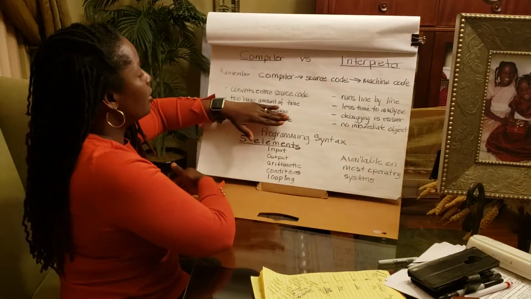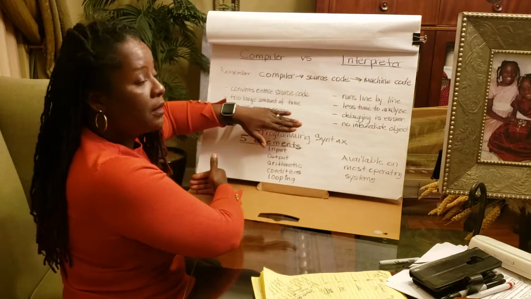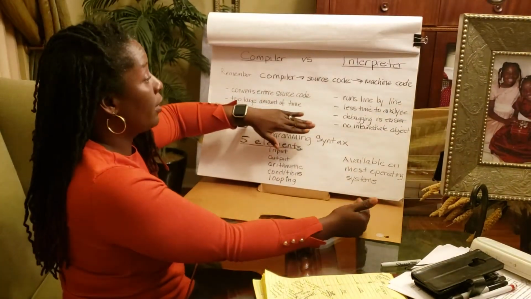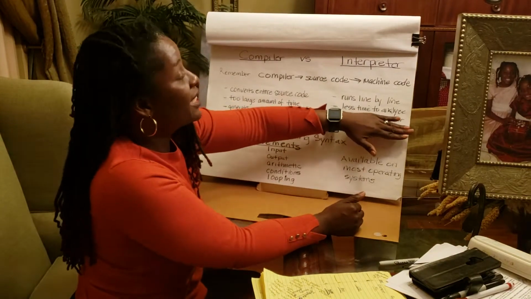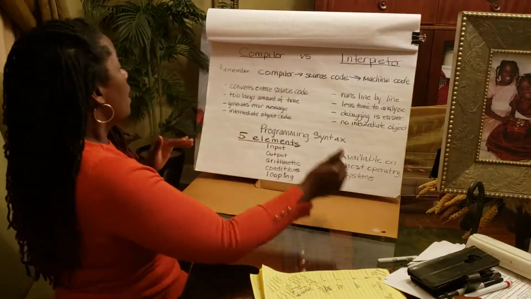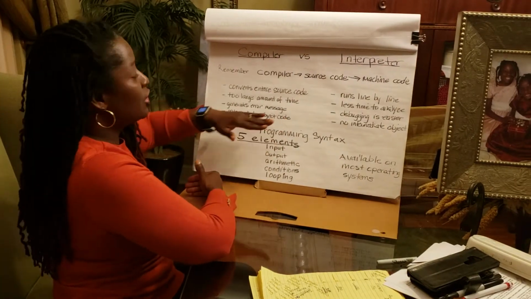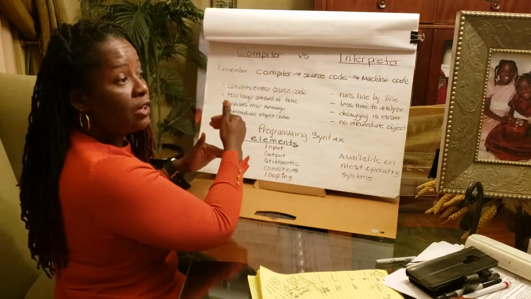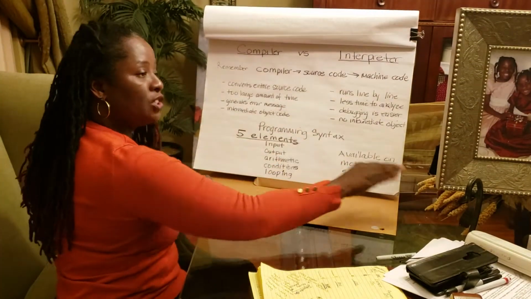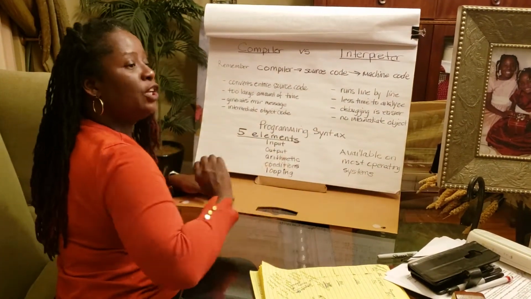Also, a compiler takes a large amount of time to debug, to actually make the program run, whereas it takes less time to interpret and analyze when using an interpreter. Like I said again, it generates an error message if it doesn't work. Debugging here is a lot easier because you're going line by line, so you're going to instantly know where you've actually messed up.